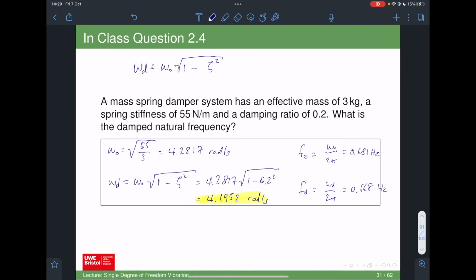Okay, so to get the hertz, you take your omega value and you divide it by 2 pi and you get the value in hertz.